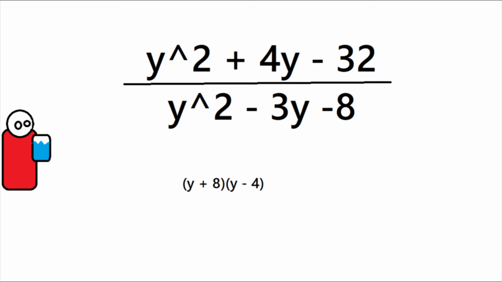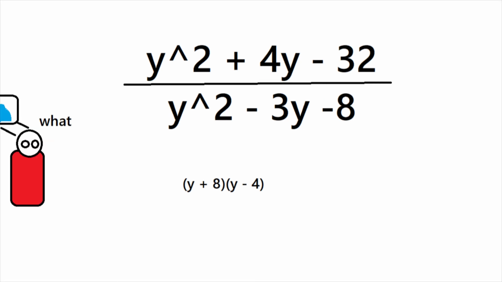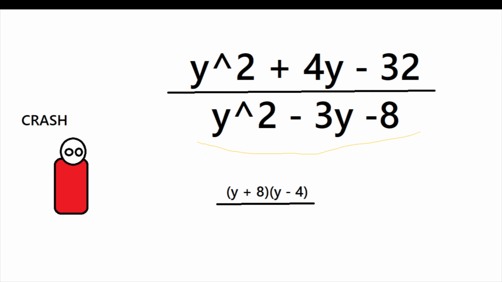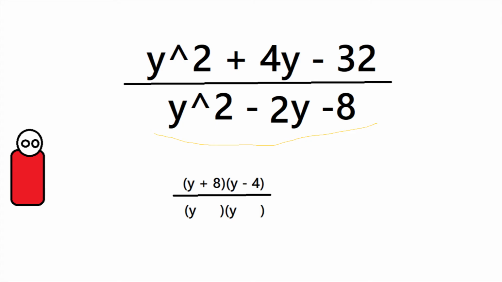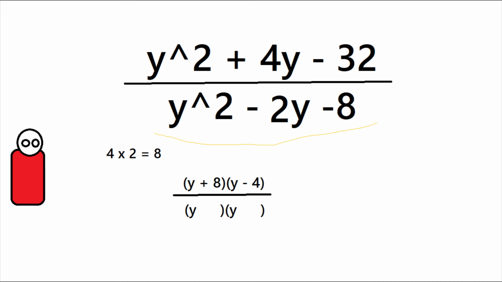However, we now have to focus on factorizing the denominator. So we have to know what times what will get us y squared minus 2y minus 8. And y times y will be y squared, but we now have to figure out how to get negative 2y and negative 8. So 4 times 2 is 8, but since the 8 is also negative, we have to add a negative to either 4 or 2.